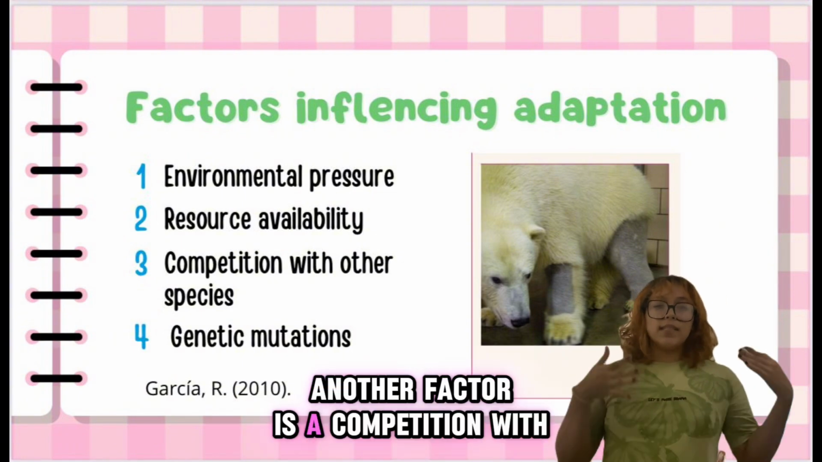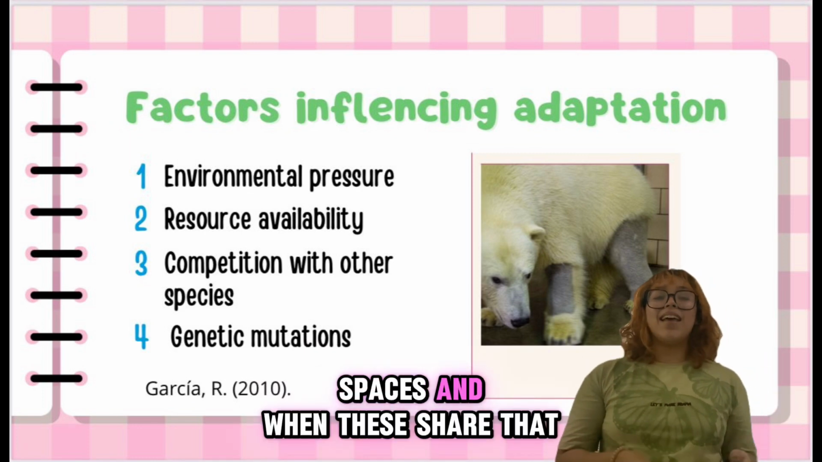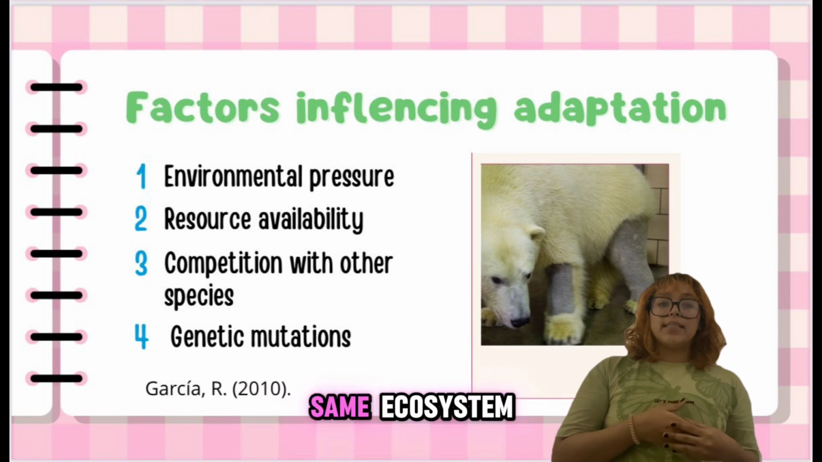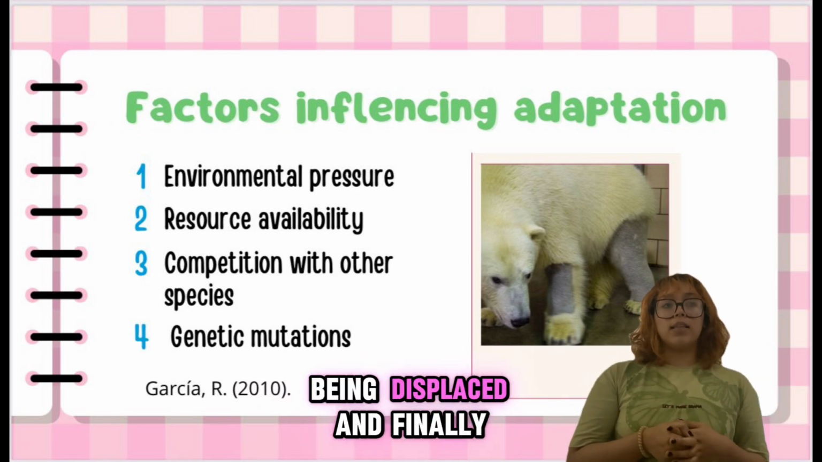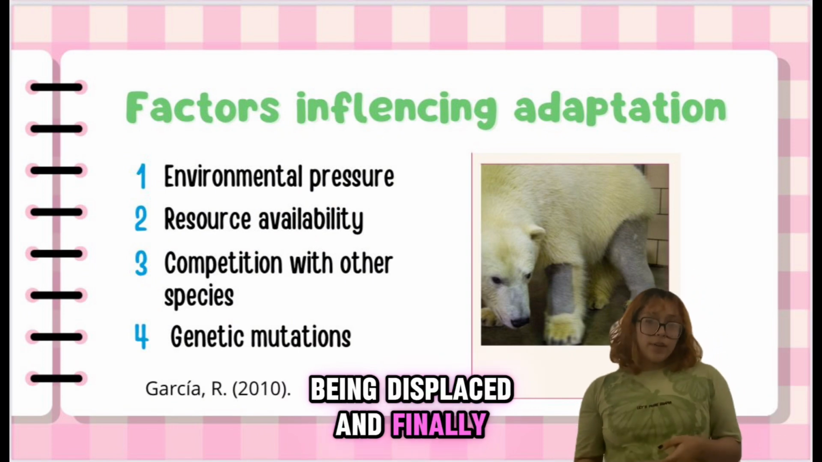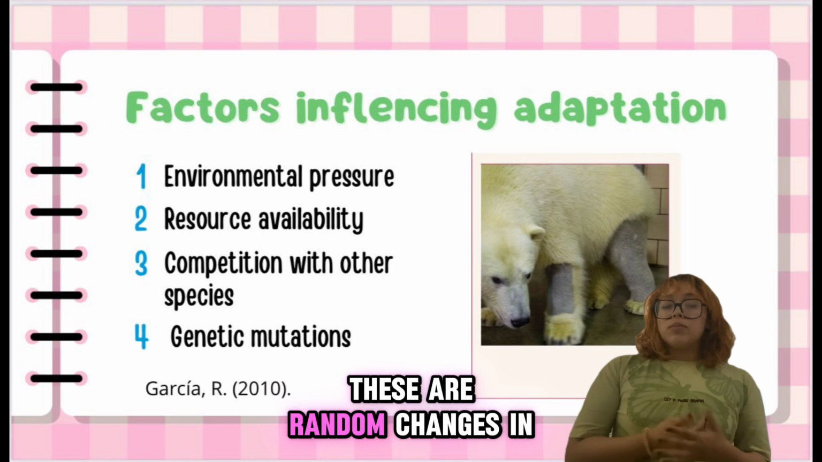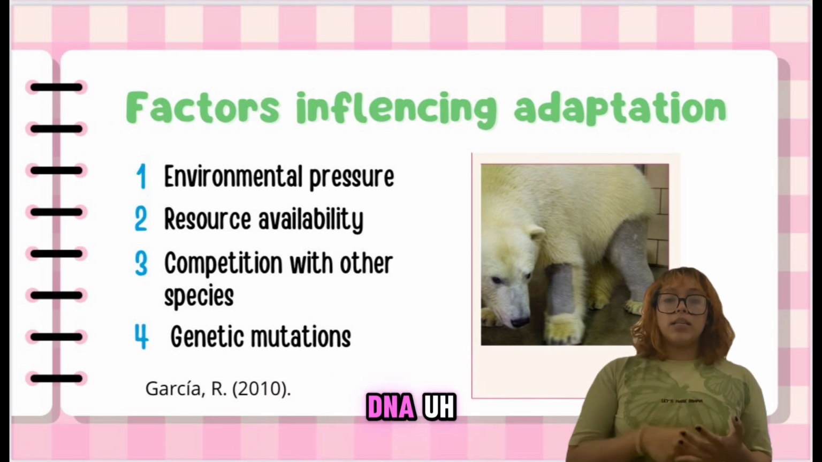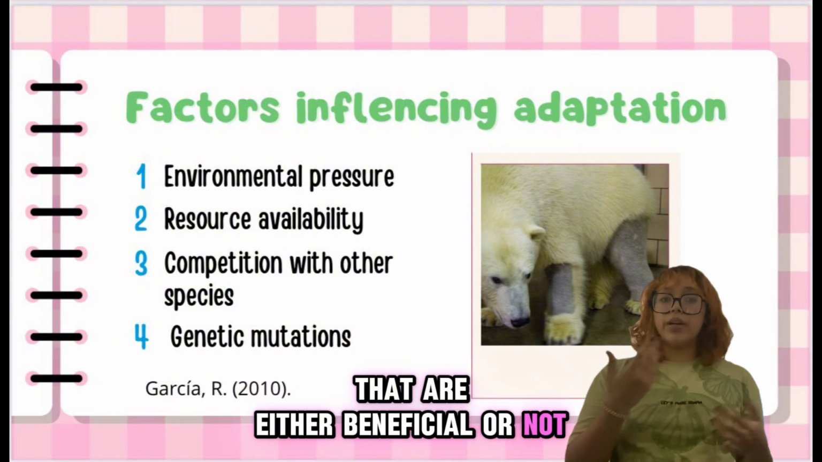Another factor is competition with another species. When these share the same ecosystem, they must adapt and avoid being displaced. And finally, there are genetic mutations. These are random changes in DNA that are either beneficial or not.